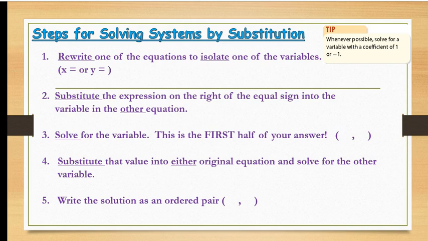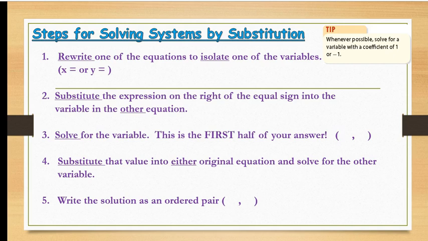Guys, remember, whenever possible, solve for a variable with a coefficient of 1 or negative 1. You're going to start by rewriting one of the equations to isolate one of the variables, x or y. That's why you want to solve for a variable with a coefficient of 1 or negative 1.